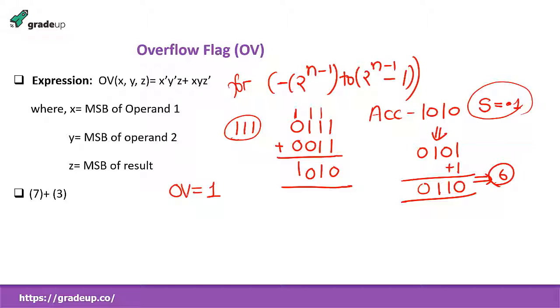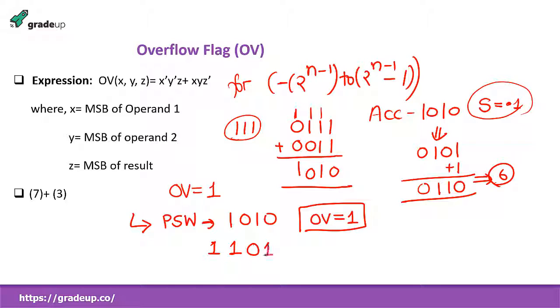And now see the new justification given by our PSW. What is PSW going to do? PSW will observe that our accumulator data is 1010 and the overflow flag is set to 1. When the overflow flag is set to 1, it will assume that the data is exceeding the range our accumulator can store. So it will take 1 extra bit: 1, 1, 0, 1, 0. This is your output.